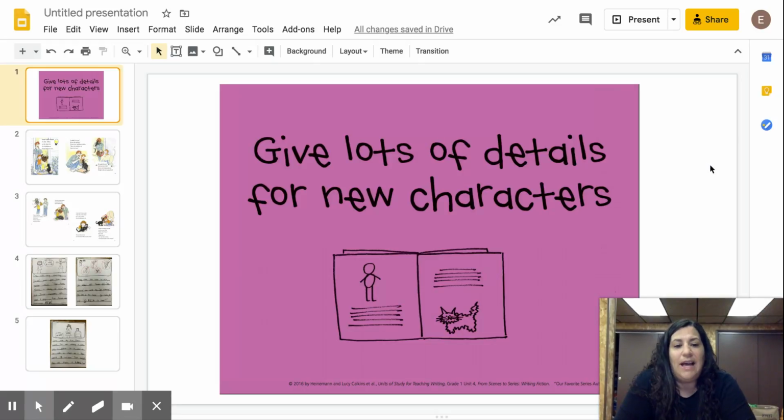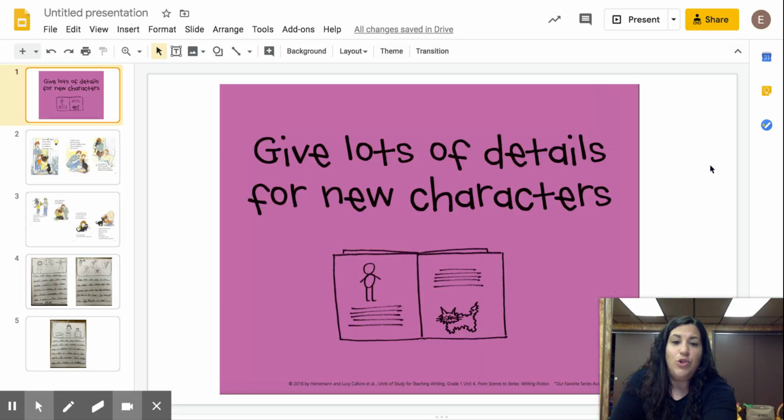Okay. So, the last strategy that I want to talk to you guys about is that when a series author introduces new characters into their books, they give lots of details, right? So, in the Poppleton books, we know that Poppleton's going to be in every book because he's the main character. But when he meets new characters, the author gives lots of details. Same as in Pete the Cat, right? In all of our different Pete the Cat books, whenever we meet a new character, we get lots of details.